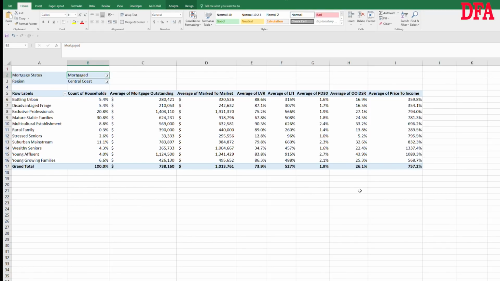And if you look at that a bit harder, you'll see that some of the reasons why that's the case is that the debt servicing ratio is a lot higher. You can see there. That's 43%. In other words, 43% of income required of young affluents to service their mortgages. That's the highest in that group. We've also got the multicultural group, 33%. You've got the young growing families at 25%. As a result of that, we can see that there is some level of stress within the Central Coast mortgage group, but it's centered in particular segments.